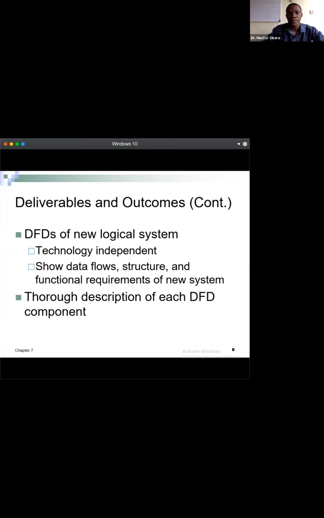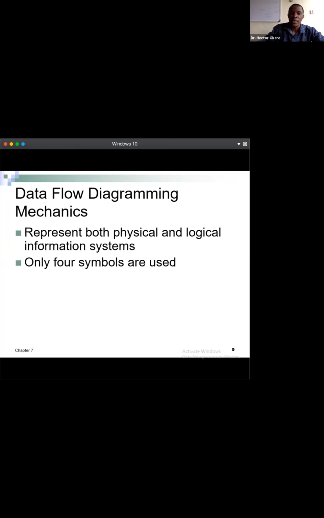So the data flow diagram is the new logical system, all right? Technology independent. You don't need technology in a data flow diagram, like hardware, software, all these things. What we just want to see is the data flows, the structure, the functional requirement of the new system, all right? There will be a complete, thorough description of each data flow component. It represents both the physical and logical information system.